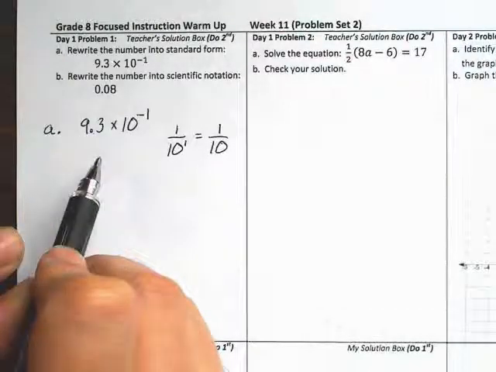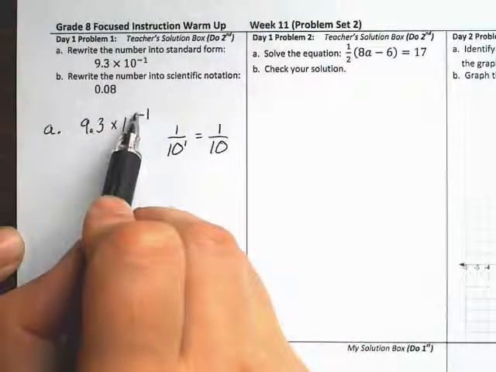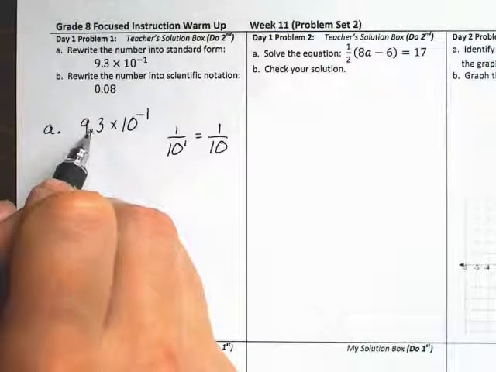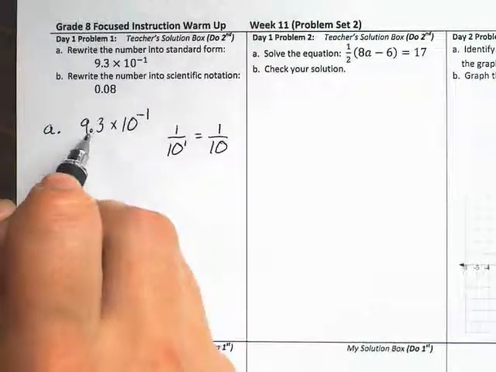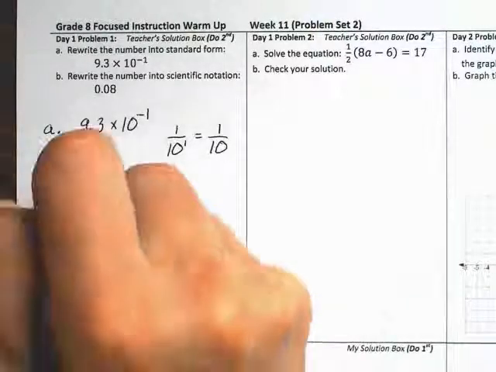It would be 0.93. So multiplying by 10 raised to some negative exponent has the effect of changing the decimal, or moving the decimal point one position to the left. And that would create the number 0.93.